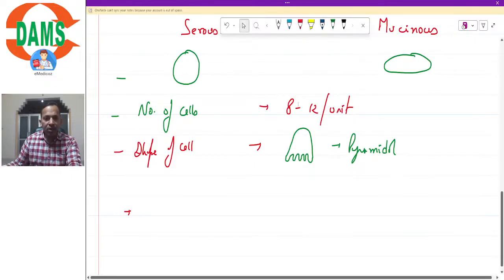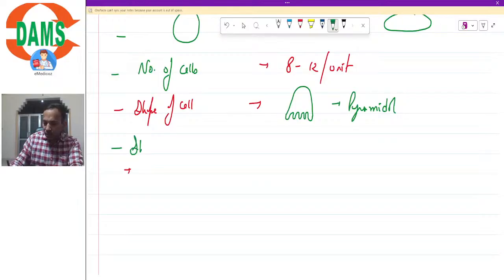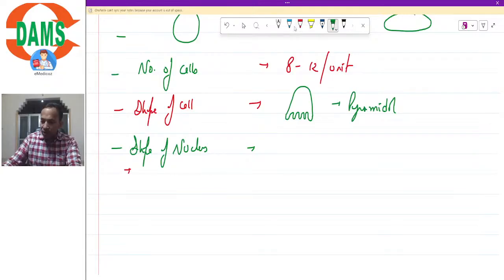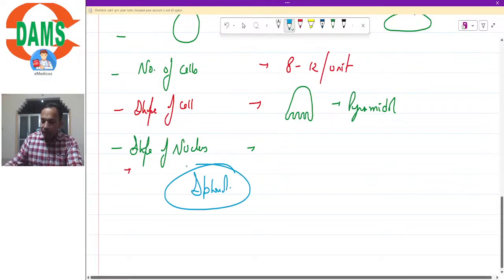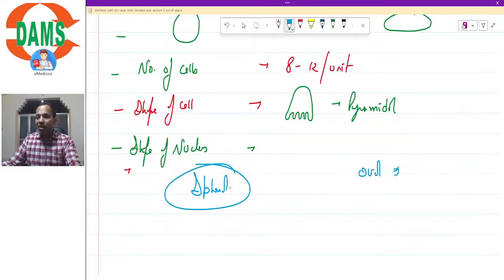The difference is in the shape of the nucleus. So how is the shape of the nucleus? The shape of the nucleus resembles the secretory unit. In case of the serous unit, the secretory unit is spherical, so the nucleus is spherical. It is spherical in the serous secretory unit, and it is oval in the mucus secretory unit, right? So the shape of the nucleus resembles that of the secretory unit.